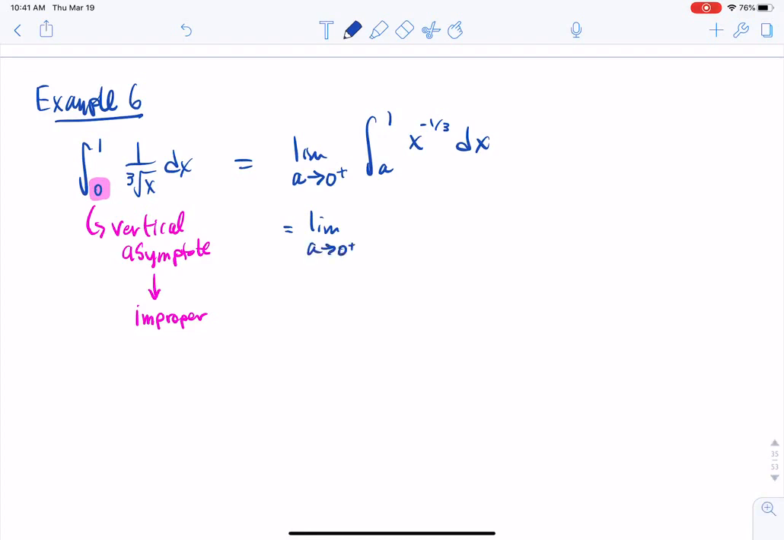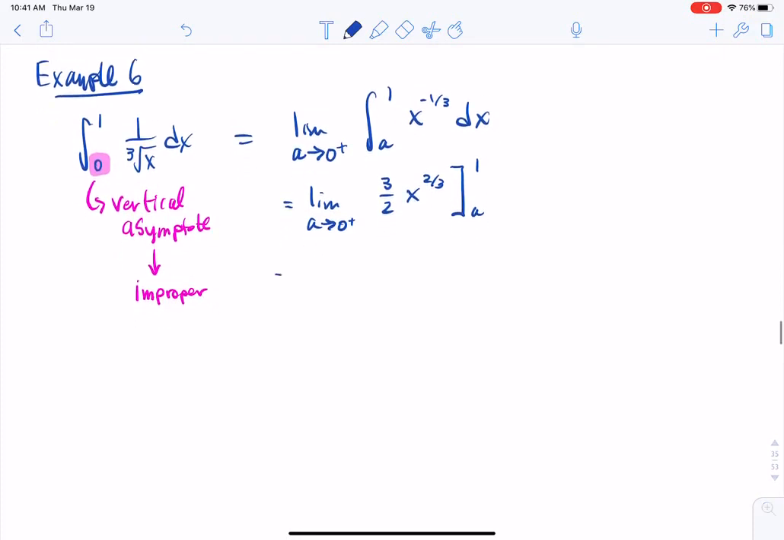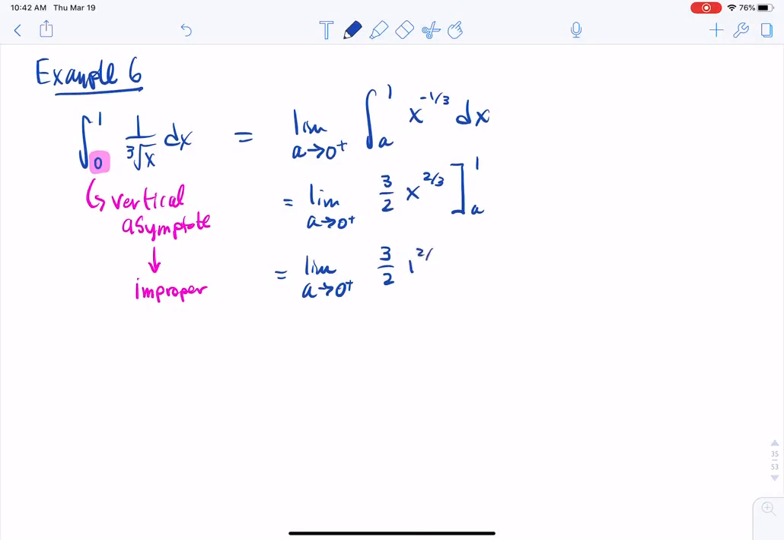And evaluate, take the antiderivative of x to the negative 1/3 power. So I'd add 1 to the exponent. That would be x to the 2/3. Divide by 2/3, which is the same thing as multiplying by 3/2. And then we're going to evaluate that from a to 1. All right, still we're not at the point where we're going to evaluate the limit. Just bring it down. And then we'll go ahead and plug in our 1 and our a. So 1 to the 2/3 power minus a to the 2/3 power. Now we're ready to take the limit.